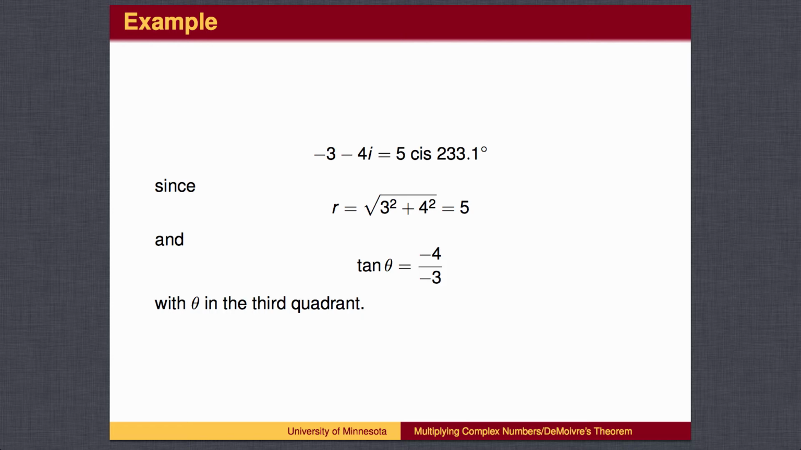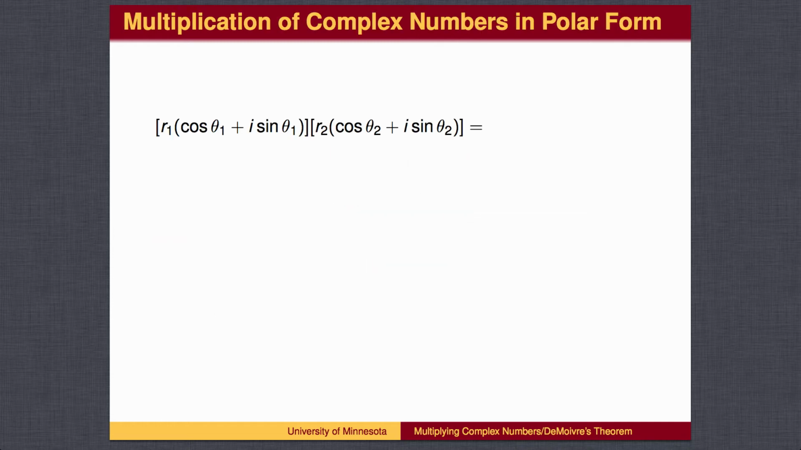For example, the complex number with Cartesian form negative 3 minus 4i has length 5 and direction angle 233.1 degrees. The length was found by the Pythagorean theorem, and the direction angle by inverse tangent. Note that your calculator gives the answer 53.1 degrees, which needs to be moved into the third quadrant.